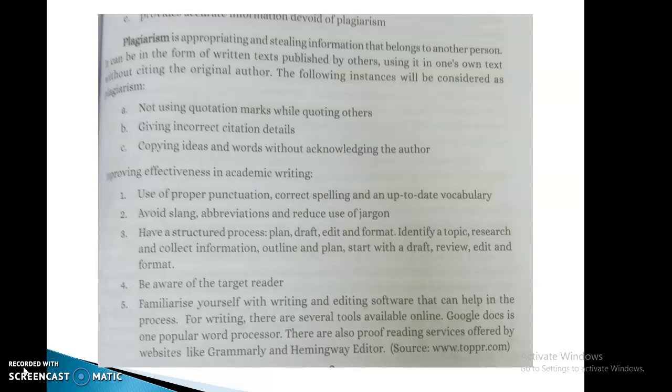Next point is copying ideas and words without acknowledging the author. So when we copy the ideas and words of an author without citing his or her name, it is also plagiarism. So this is all about plagiarism.